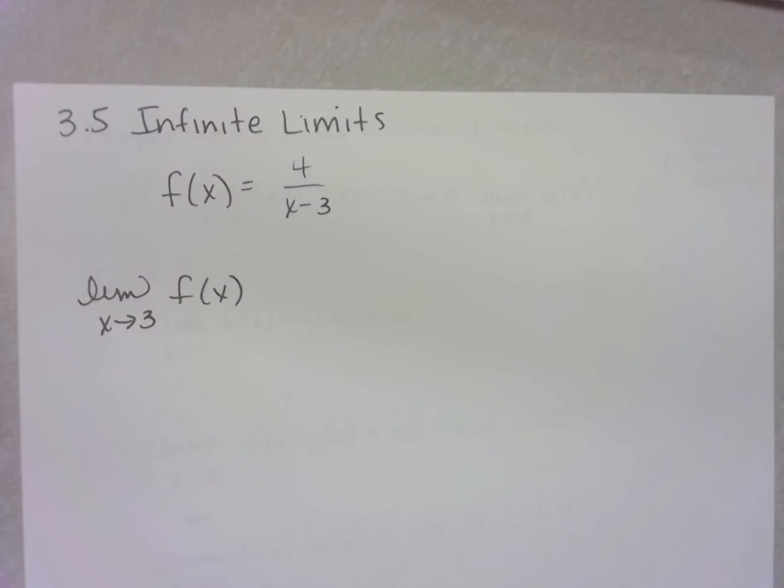Okay, we are in 3.5, which is infinite limits. And we have talked about infinite limits, I think, before, but I wanted to define them a little bit more carefully this time. And so I want to look at f of x equals 4 over x minus 3, and specifically I want to look at the limit as x approaches 3. Now why do I want to look at that? Well, of course, because that is where the denominator will be 0.